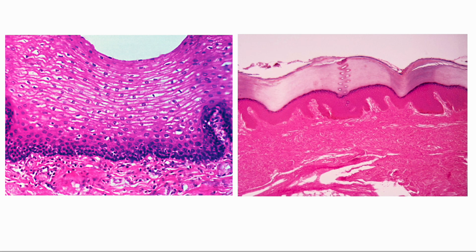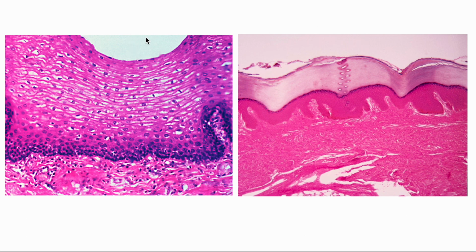Now, if we look at stratified squamous epithelium, we have two kinds. So we're going to have stratified non-keratinized squamous epithelium. We can see the nuclei all the way to the apical surface. And then we have stratified squamous keratinized, where there's no nuclei up towards the apical surface. So take note, these are both stratified squamous epithelia, so they're going to have multiple layers.